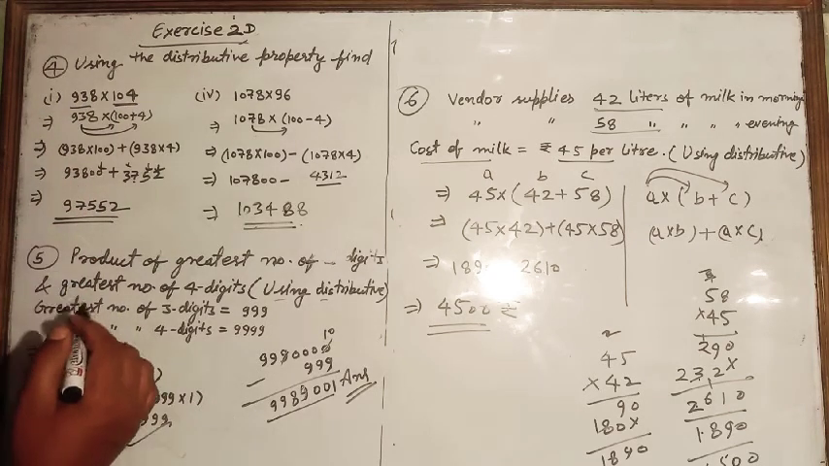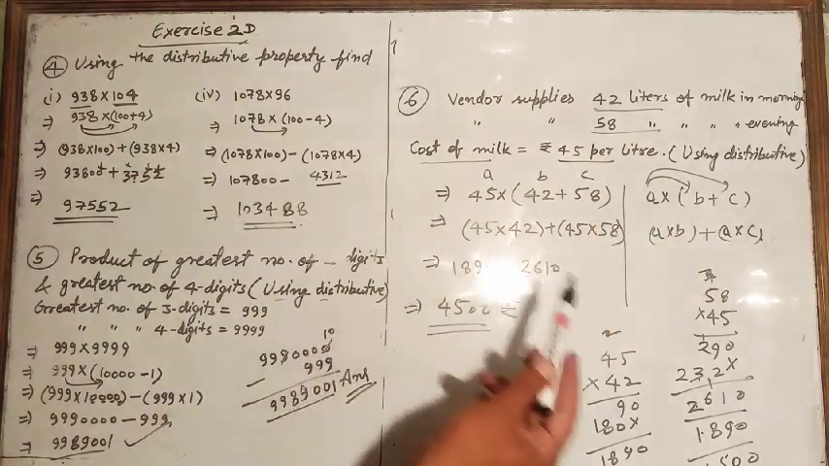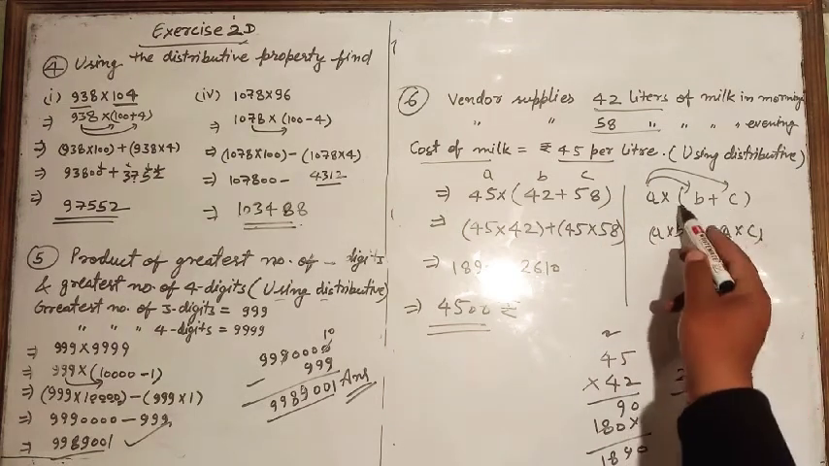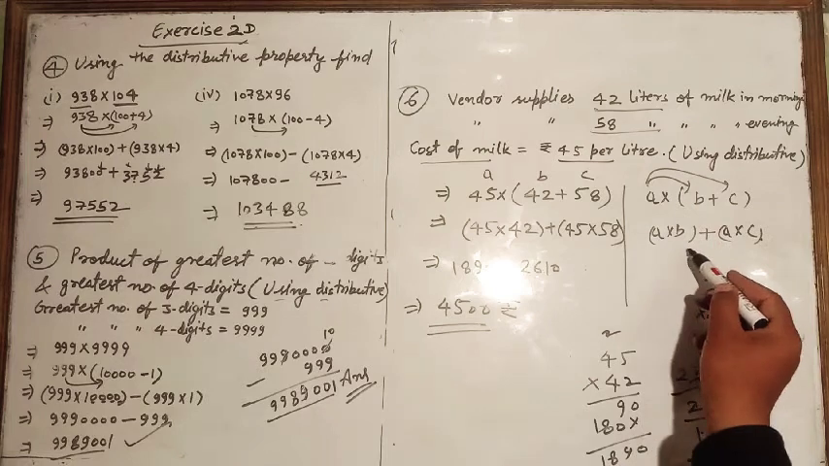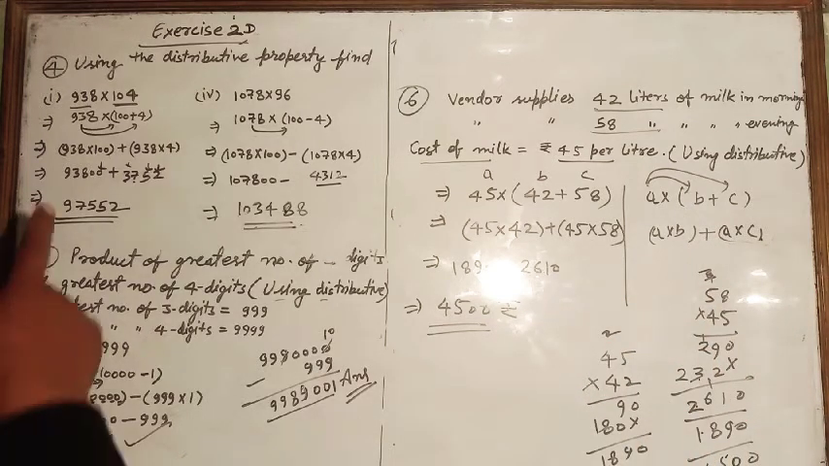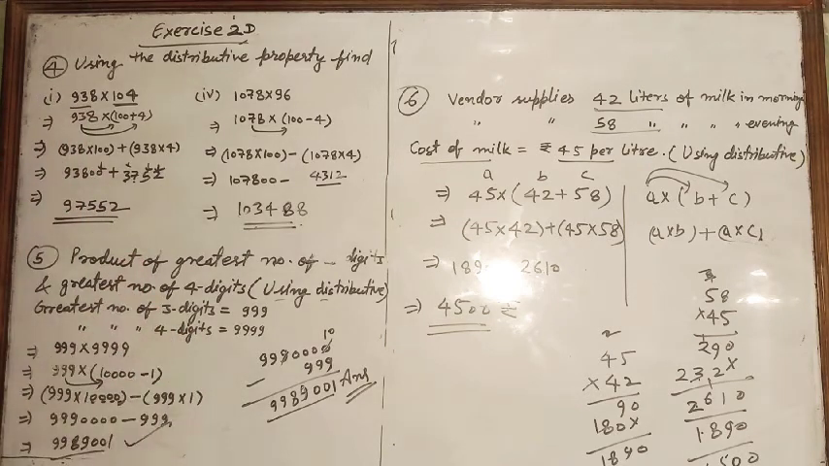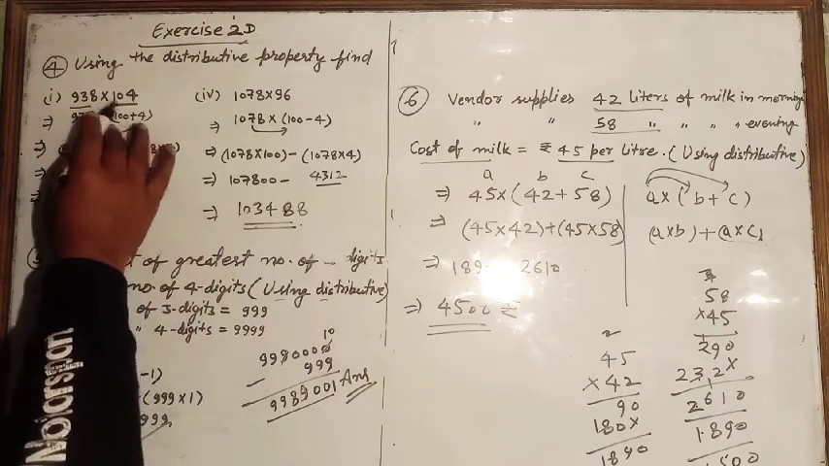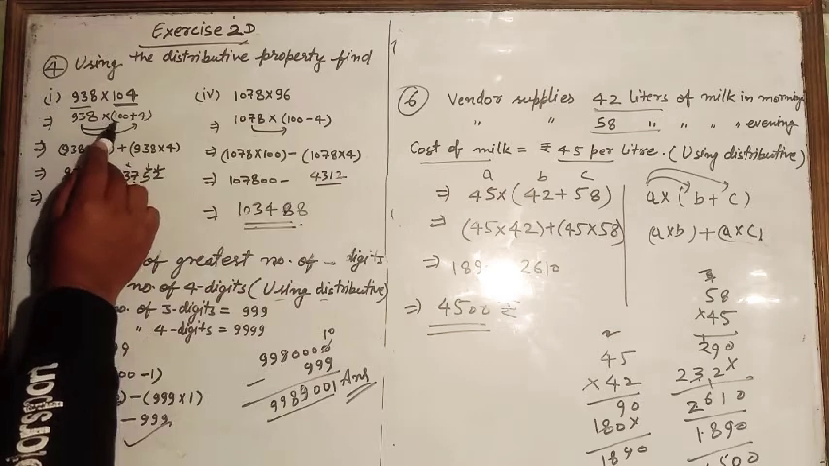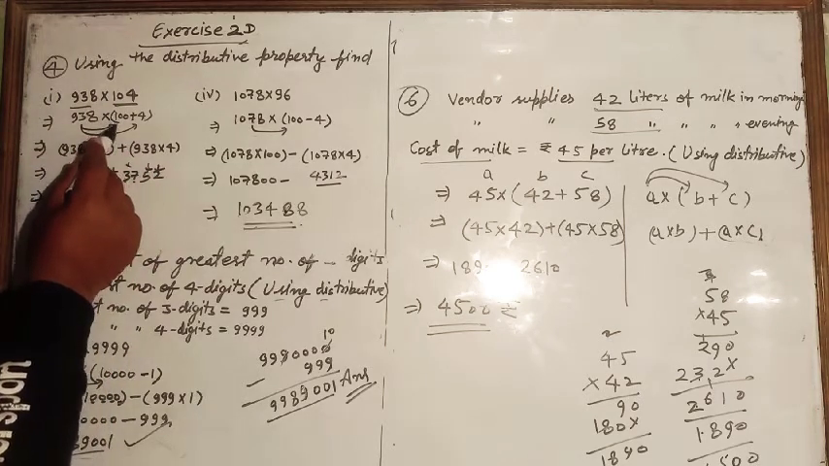We know that the distributive property says a into (b plus c). After opening the bracket, it will be a into b plus a into c. So here we have 938 into 104. We need b plus c instead of 104, so we can divide 104 into 100 plus 4, which is 104.